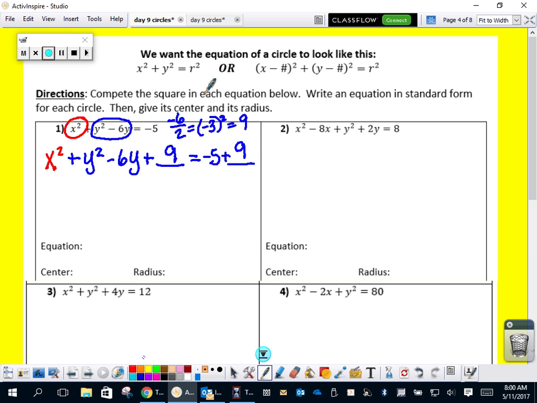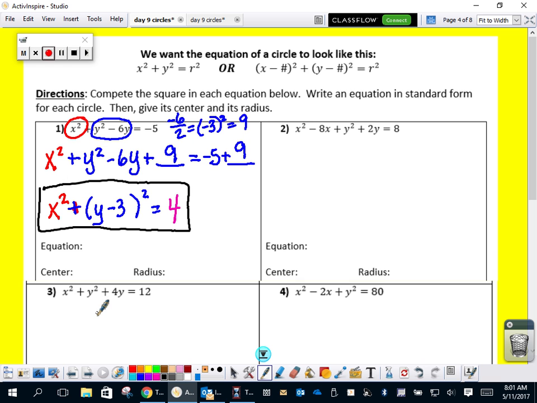So now we're going to come back down here and write the x squared is fine, it's all good, plus, how can we rewrite the y so it's completely square? Plus 9 or minus 3? Minus 3. Equals, what's negative 5 plus 9? 4. Okay? So now we're like this. We have either an x squared by itself, or we have the y minus the number squared. So that is our equation.